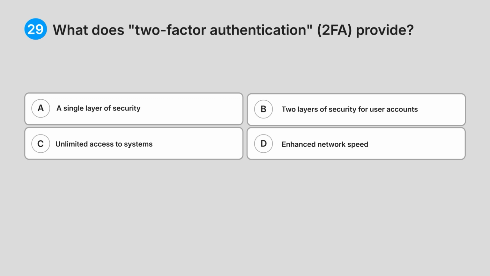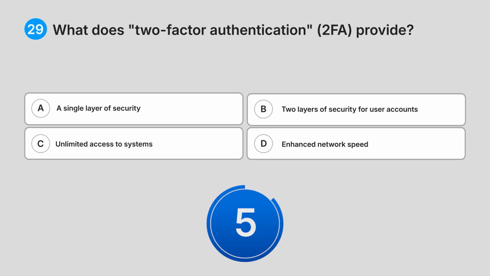A. A single layer of security. B. Two layers of security for user accounts. C. Unlimited access to systems. D. Enhanced network speed. Do you know the answer?